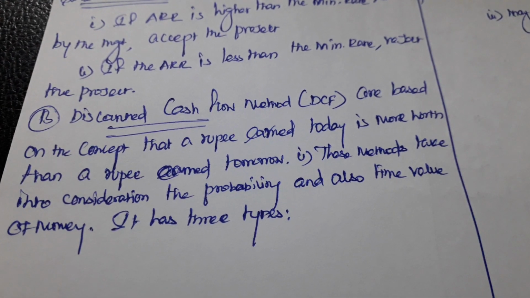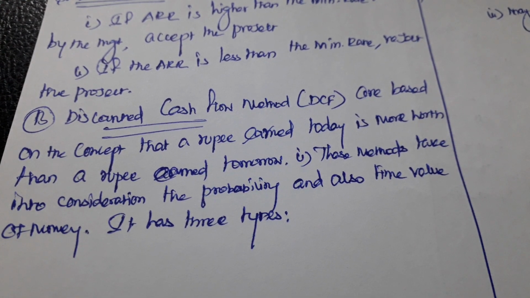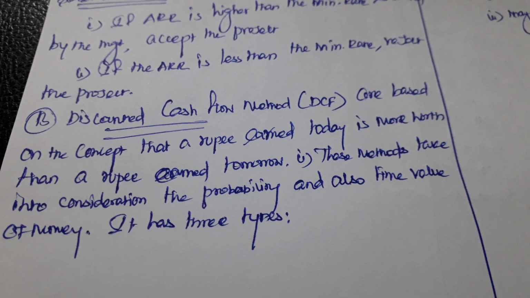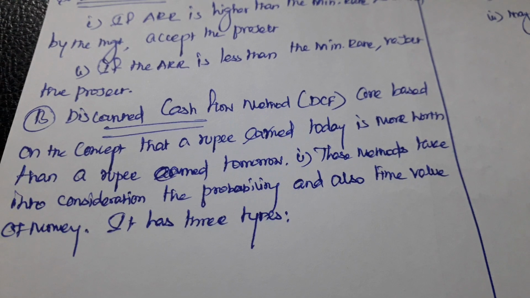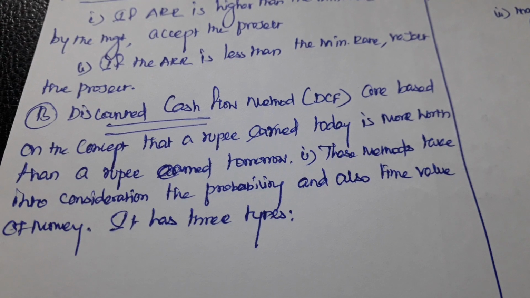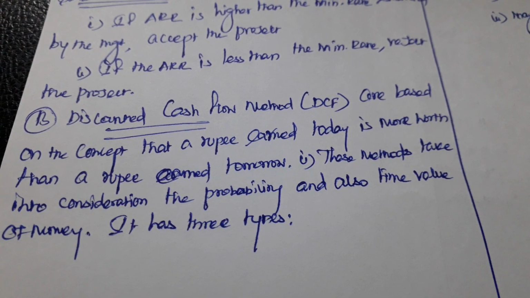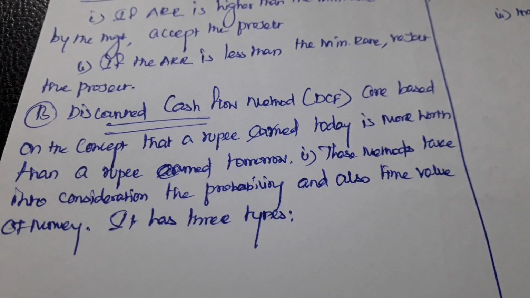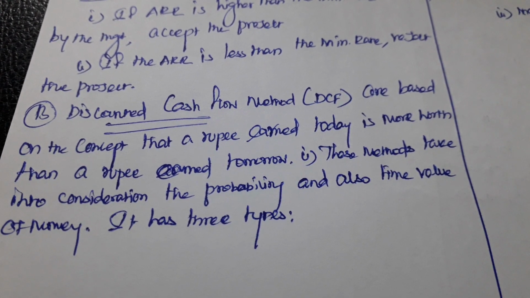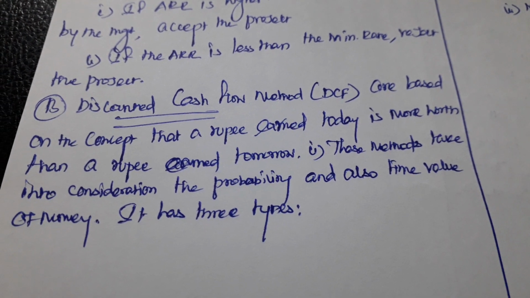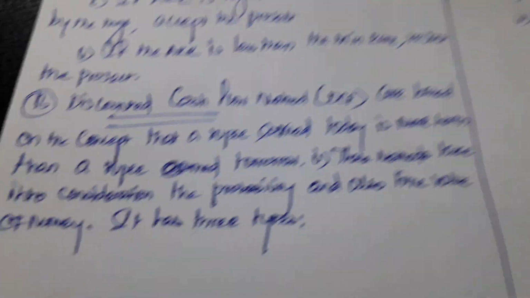Next method is the discounted cash flow method, shortly called DCF. This method is based on the concept that a rupee earned today is worth more than a rupee earned tomorrow. These methods take into consideration the probability and also the time value of money. It has three types.